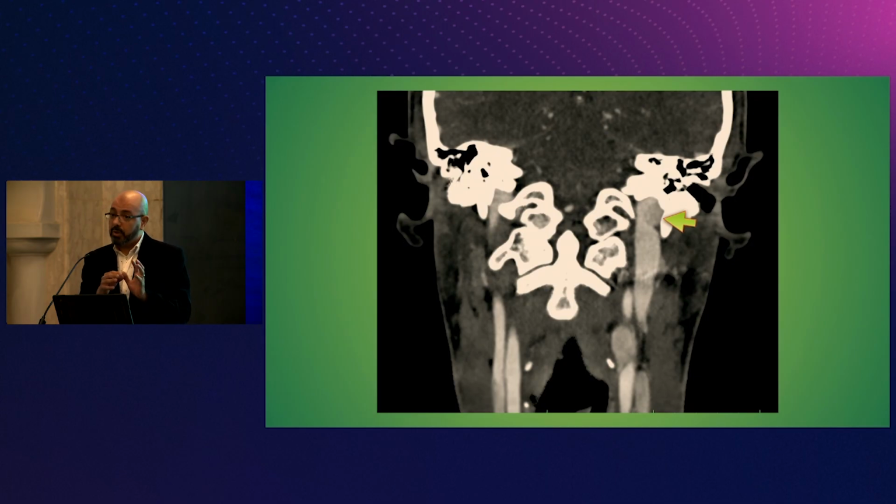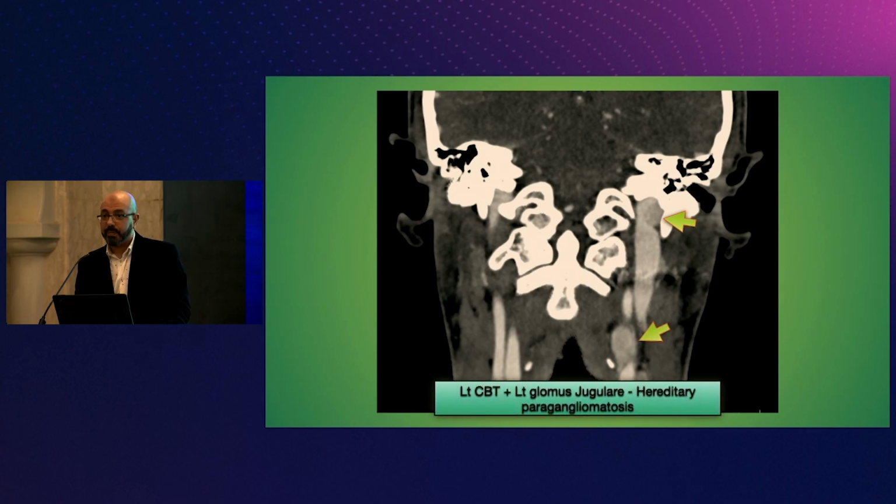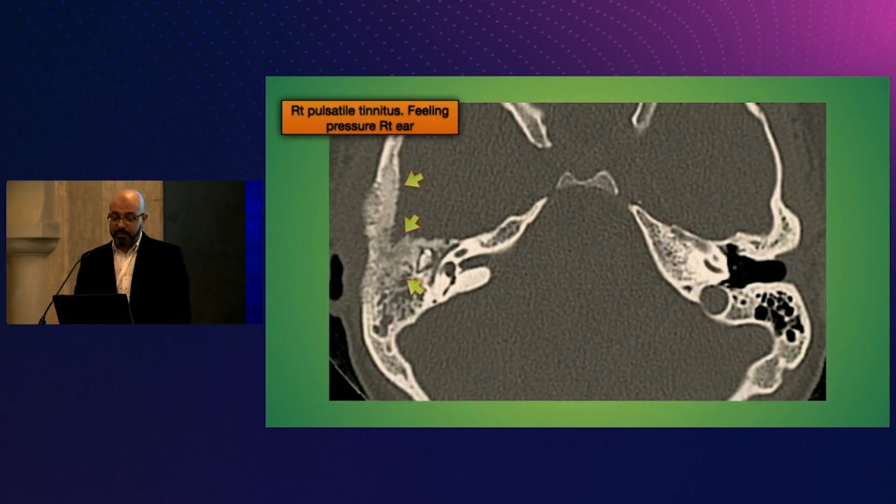MRI, of course, you'll spot it, but you need GAD. If you just rely on your Fiesta sequence, you will definitely miss it. And as we agreed, if you see a glomus, you should do what? Look for more. Any other lesions here? There you go. Okay, so there are 4 sites that you need to check in patients with glomus: glomus tympanicum, glomus jugulare, glomus vagale, and also carotid body tumors. Both sides, don't forget.